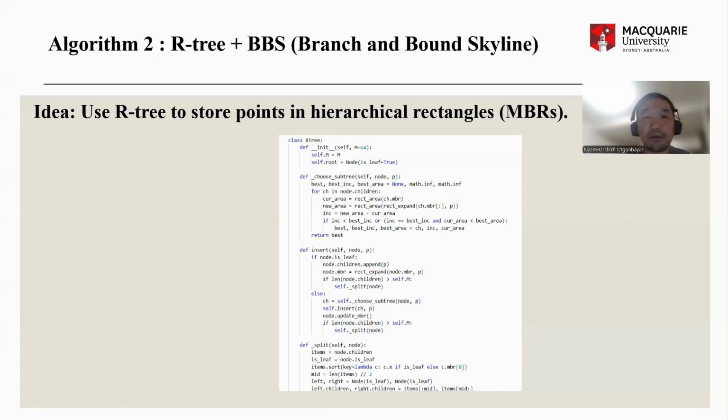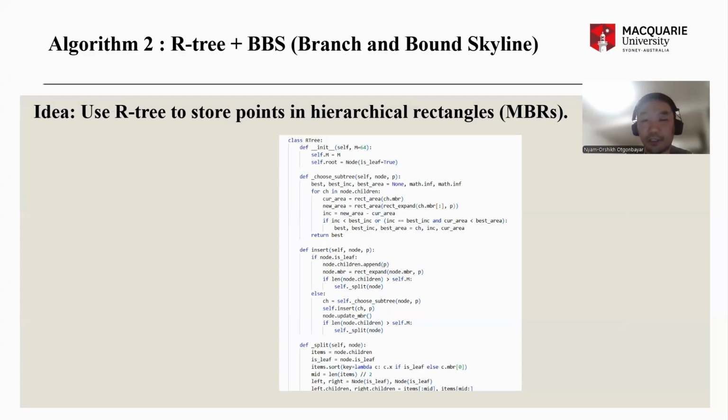For R-tree plus branch and bound skyline, we build an R-tree to organize points. Each node's minimum bounding rectangle summarizes a group of homes. The branch and bound skyline algorithm uses MinHeap to explore the most promising node first, those close to the origin, with low cost and low price per square meter. Dominated minimum bounding rectangles are pruned early, so we avoid checking most of the dataset. This reduces complexity and achieves nearly linear performance.